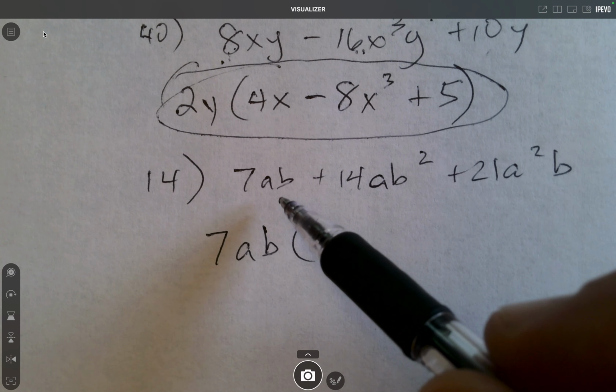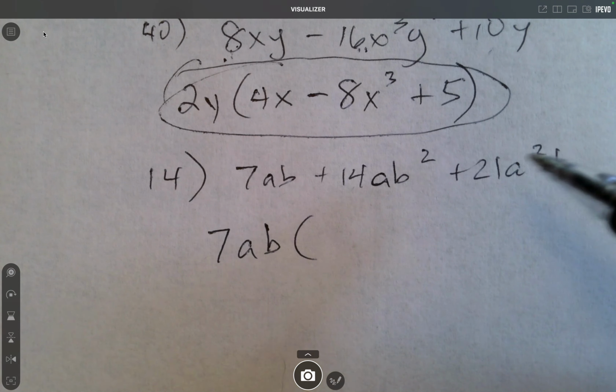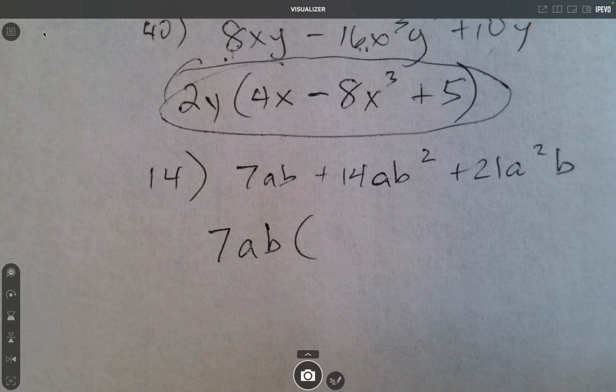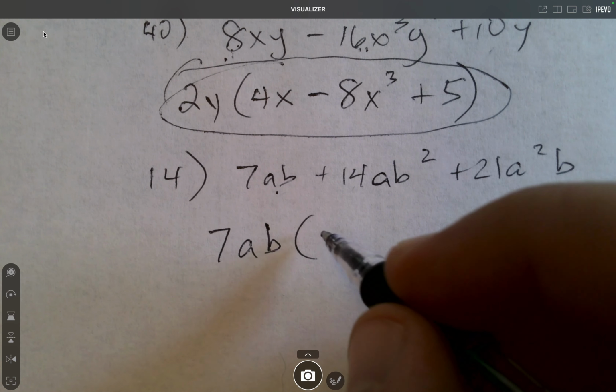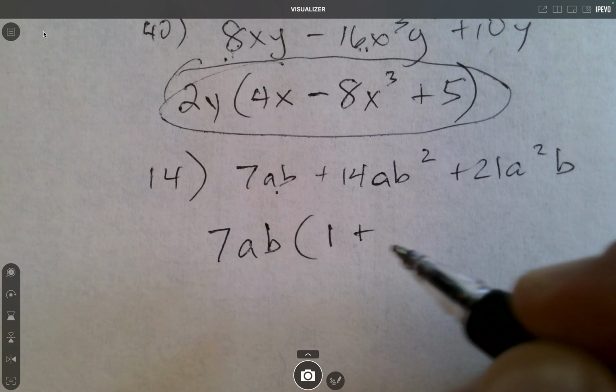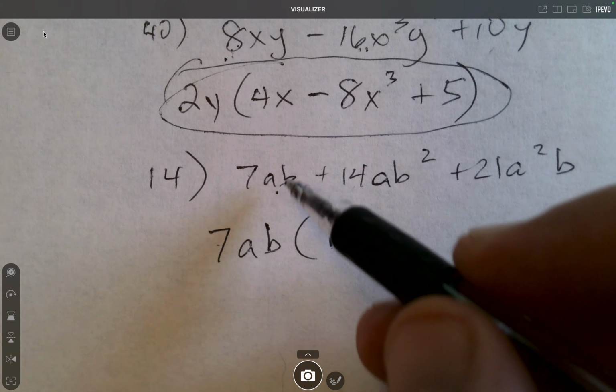Okay, so a caution here. Lots of people just say, oh, we took the whole thing out, so that piece is just gone. It's not gone, because if you remember, I told you factoring is kind of like dividing. So we're really dividing this by itself. I mean, all that's left is the number 1. Because 7 divided by 7 is 1, a divided by a is 1, b divided by b is 1.